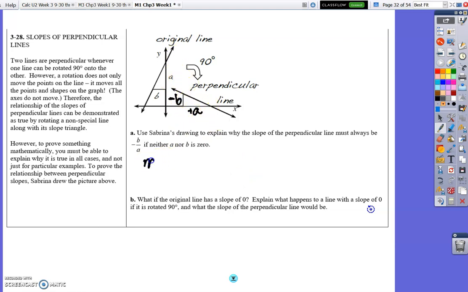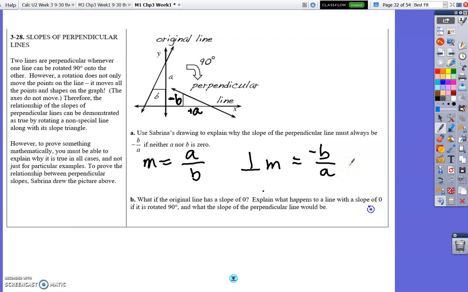And so we can show that by putting these on, that if my original slope is B over A, my perpendicular slope has to be A over, excuse me, that is wrong. I apologize for that. My original slope is A over B, sorry, rise over run. My new slope has to be negative B over A.